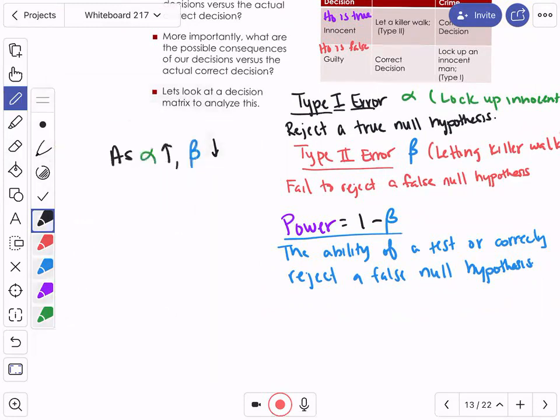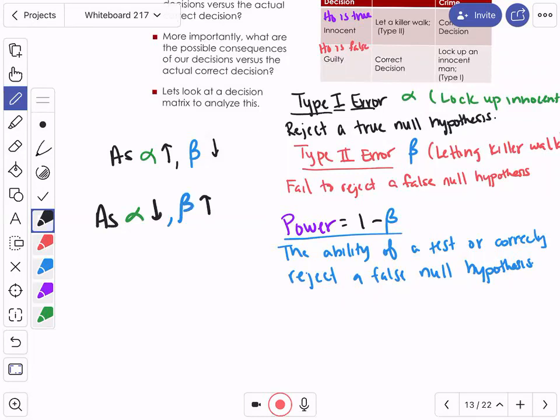Or the other way is true too. As alpha decreases, beta will increase. Tired of locking up innocent people at 5%, I'm going to start locking them up at 1%. If I lock them up at 1%, what starts to happen? Well, I'm locking them up a lot less, which means I'm locking up a lot less killers as well.